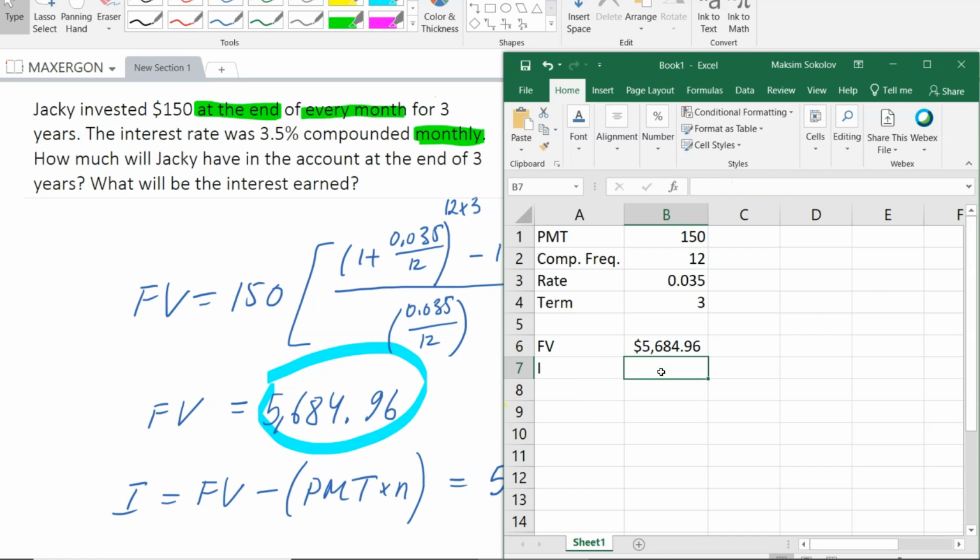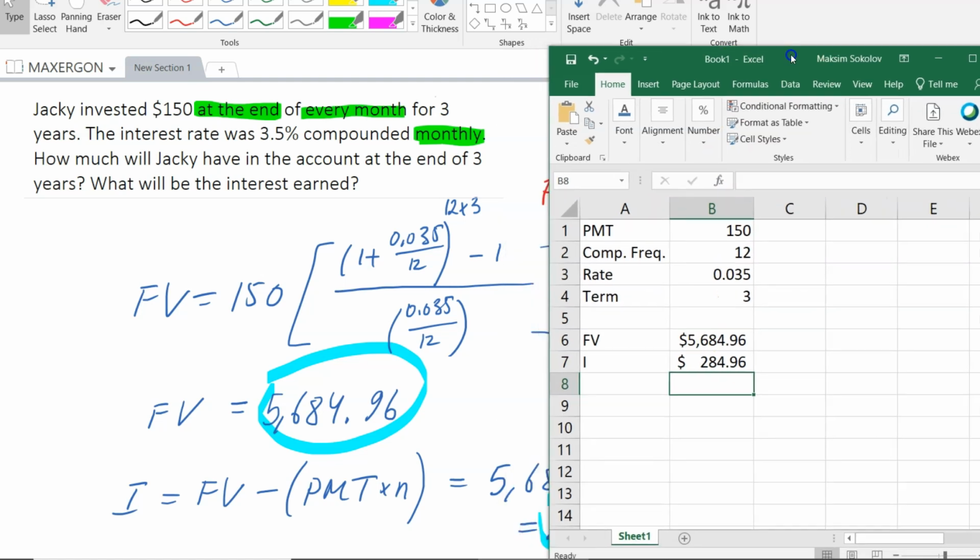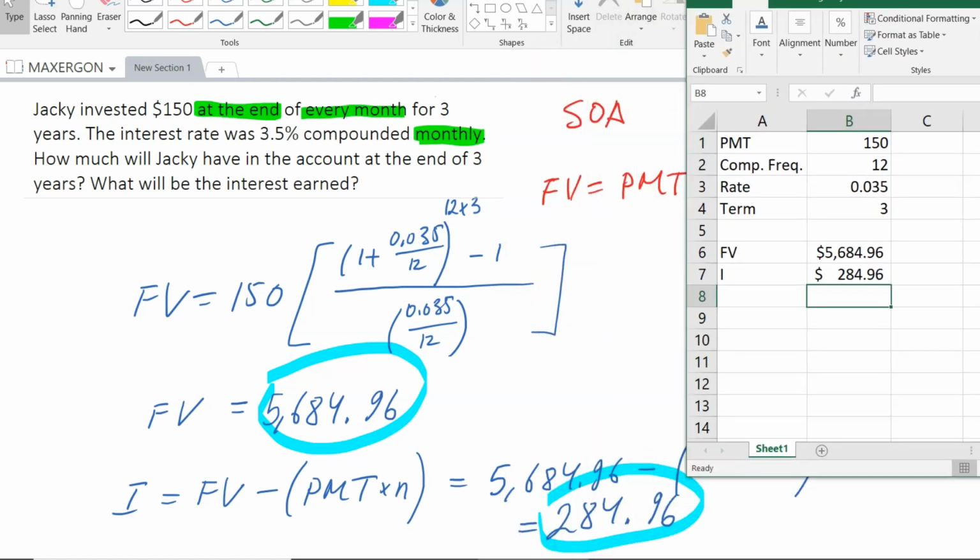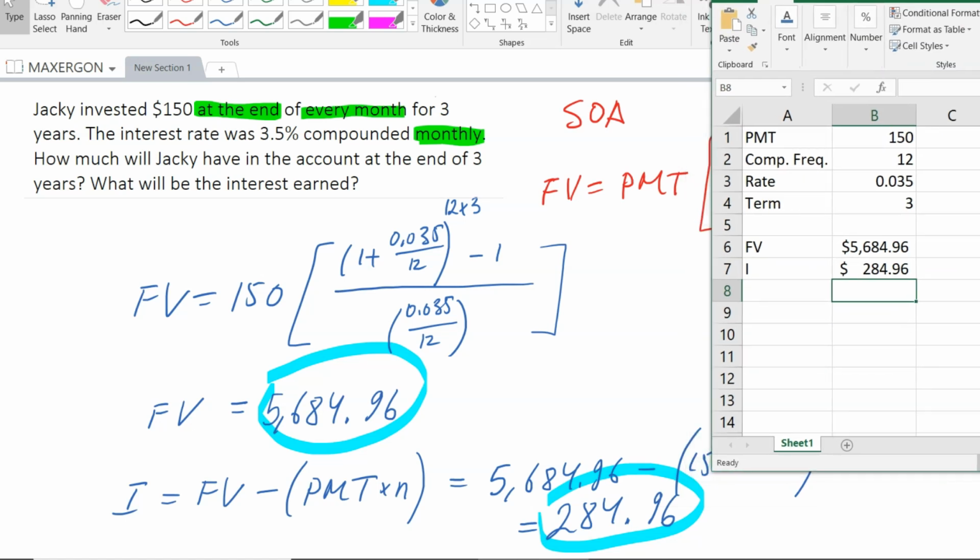Now we'll use Excel to compute interest. This is very simple. So you'll take that future value and you will subtract all payments combined, which you'll find in brackets. So you'll open the bracket, then we'll take our payment in B1 times 12, how many times per year we have those payments, and then we'll multiply that by 3 years. I'll remind that compounding frequency here is the same as payment frequency in this problem. Here we go. The interest is 284.96, exactly the same answer as we got with algebra.